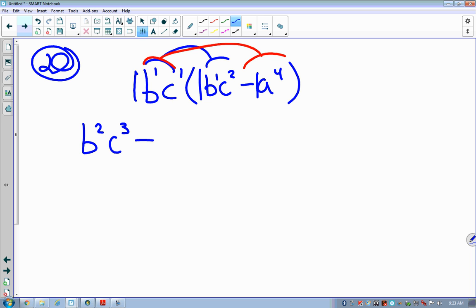Now, are any of these variables the same? No, but as I multiply them, am I going to change any variables? No, so I should wind up with A to the 4th, B, C, or B to the 1st, C to the 1st. Okay? So B squared C cubed minus A to the 4th B C. Does this make sense? Can we do this?